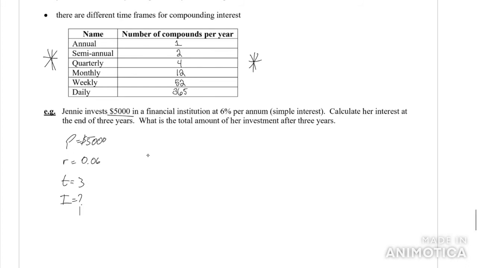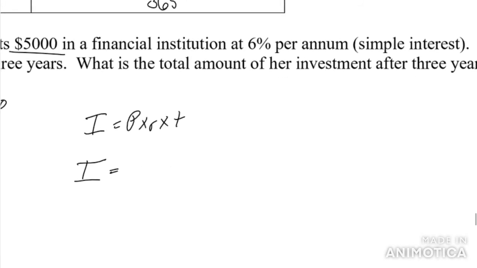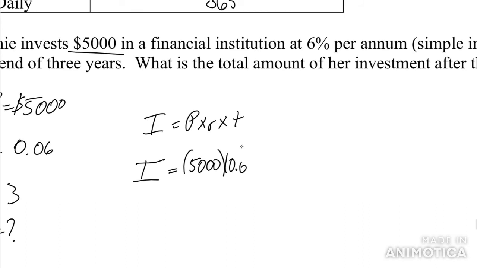So I is equal to P times R times T. So I is equal to 5,000, sorry, I'll make this bigger and a little bit more clear, 5,000 multiplied by 0.06 multiplied by 3. So this gives us a value of $900, which isn't bad. $900 is pretty good.